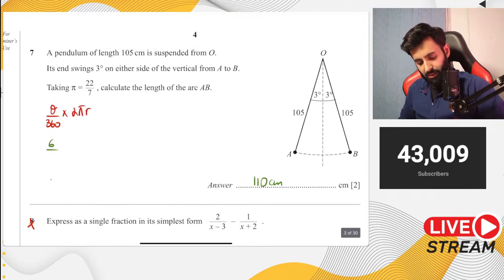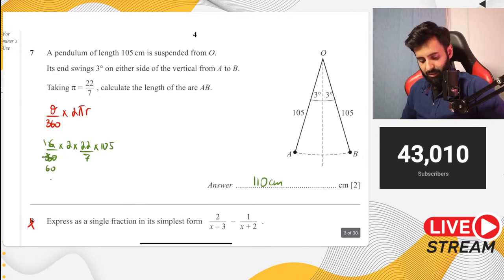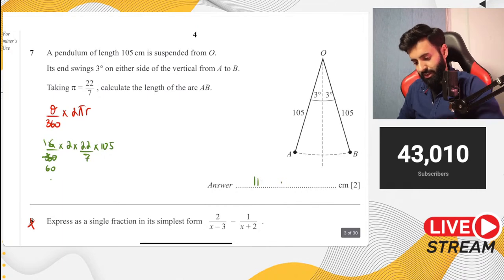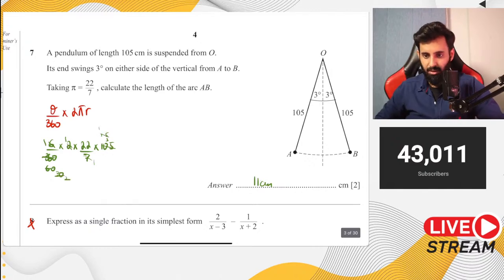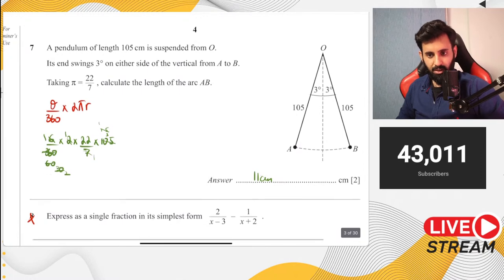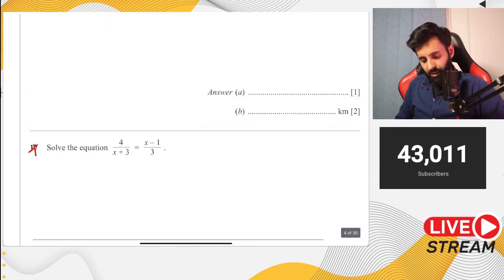Let me fix that. 6 upon 360, theek hai, into 2 into 22 upon 7 into R, which is equal to 105. So 6 ones are, 6 sixties are. Okay, so that's what you guys are saying. So basically the answer is not going to be 110. It's just going to be 11 centimeters. So 2 ones are 2, 2 threes are, 7 ones are 7, 7 threes, 7 fives are, 3 ones are, and 3, okay, 2 ones are, 2 thirties are, 15 ones are, 15 twos are, so it's going to be 11 centimeter. Okay, thank you. So simplification error, yep, you're right. So the answer is 11 centimeter. Theek hai, my bad. Again, thank you for pointing that out.